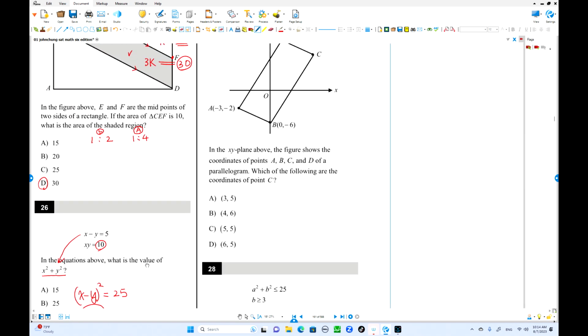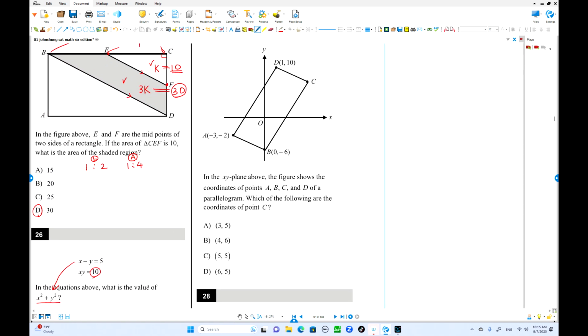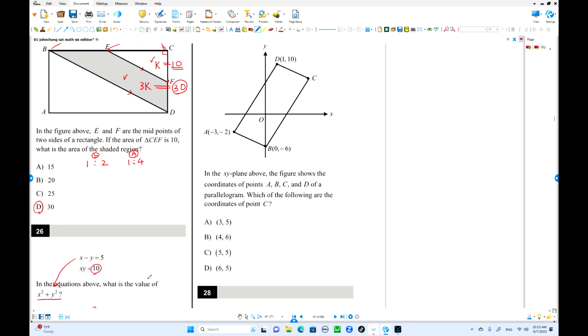Right, move on to number 27. So we have a parallelogram. You know the property of a parallelogram. When you draw the diagonals, this point is called what? The midpoint of these two diagonals, which means they bisect each other. Okay, so what is the midpoint over here? You can say that 1 plus 0 divided by 2 is 1 over 2. 10 plus negative 6 divided by 2 is 2, isn't it? That is the midpoint. Also, this is the midpoint of AC too.